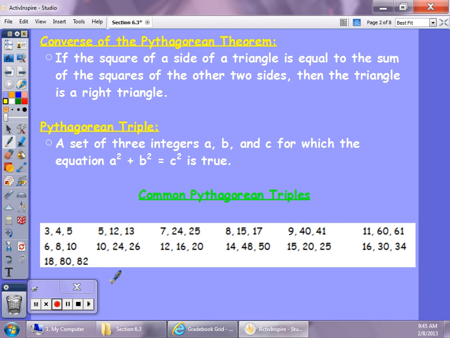The converse of the Pythagorean theorem states, if the square of a side of a triangle is equal to the sum of the squares of the other two sides, then the triangle is a right triangle.